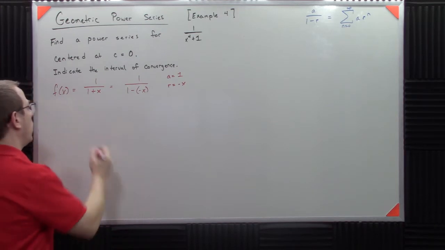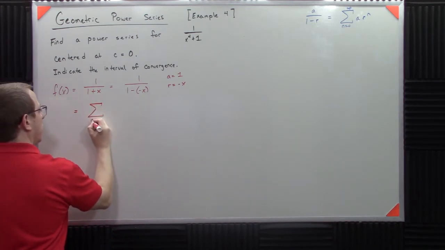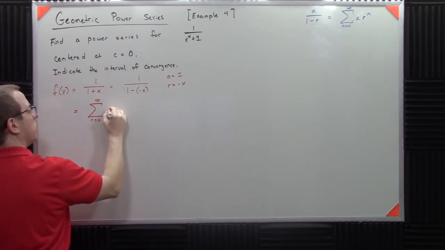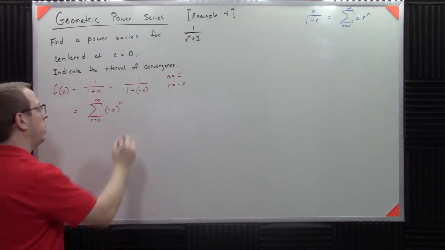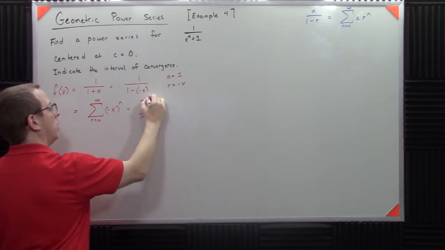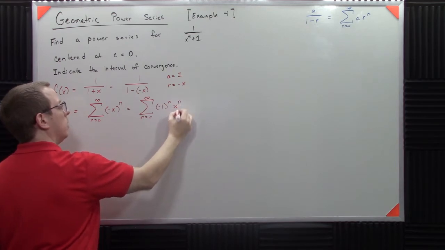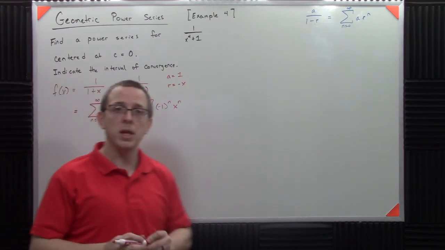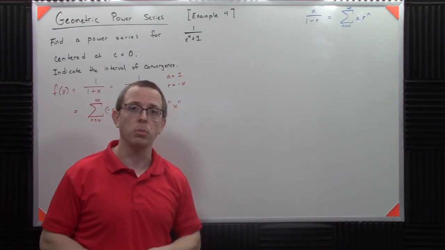So then I can say, alright, that power series is the sum from n equals 0 to infinity of 1 times negative x to the n. A probably easier way to write that is negative 1 to the n, x to the n. So that's my power series for 1 over 1 plus x. But I don't have 1 over 1 plus x. I have 1 over x to the 4th plus 1.